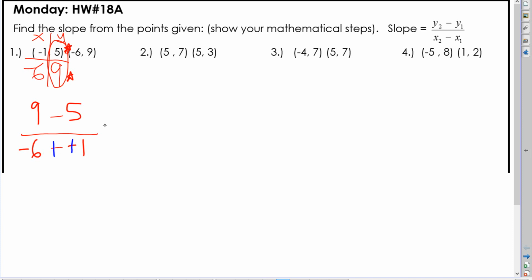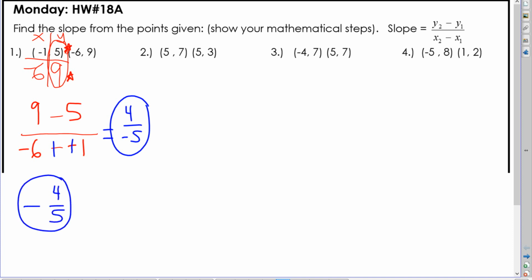That's going to give me a plus. So 9 minus 5 is 4, and -6 plus 1 is -5. So our rate of change, or slope, is 4 over -5. You can also write your negative sign to the side of the fraction.